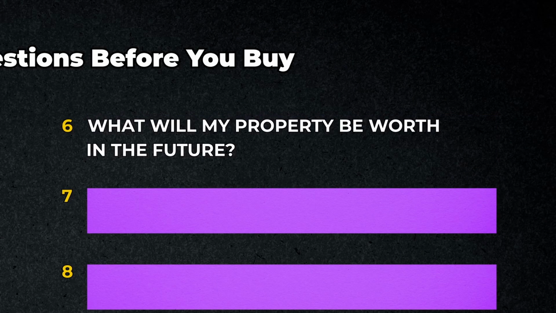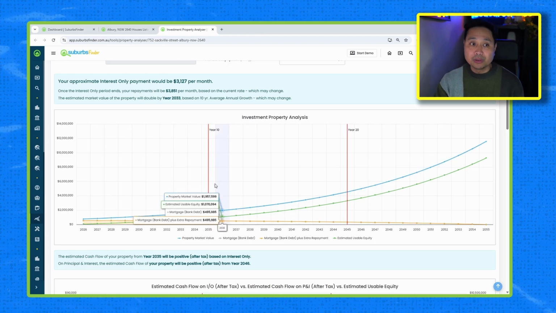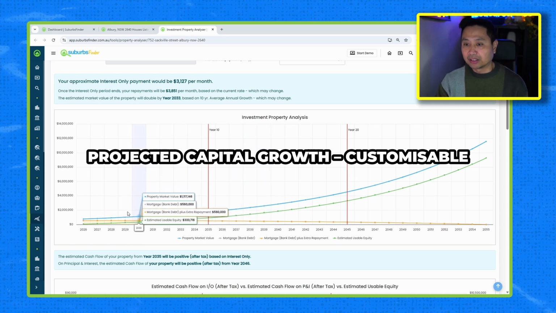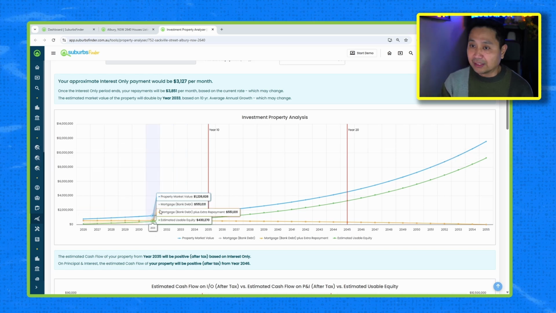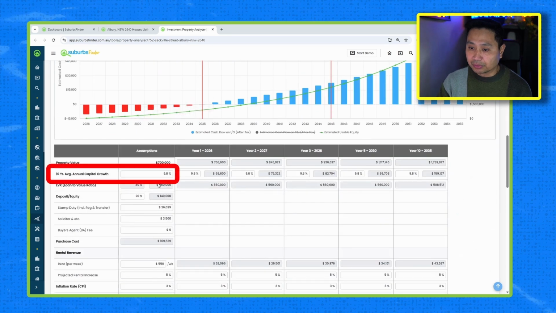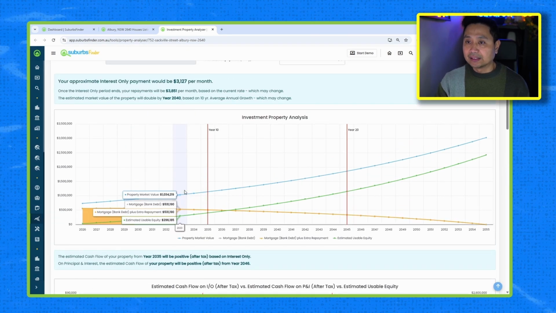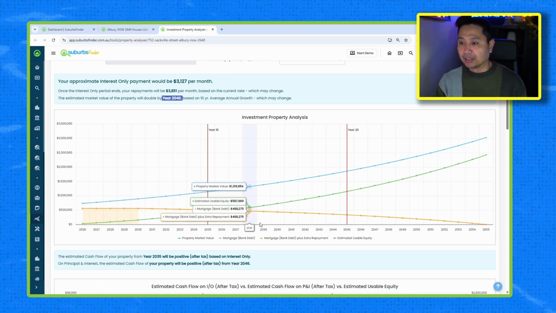What will my property be worth in the future? The tool applies a 10-year historical compounded annual growth rate, which is fully customizable, to project the property's market value each year and show when it may double in value. So for this example, the annual growth rate we have is 9.8%. That is pretty high, so we can make it 5% to be more conservative. And as you can see here, it's telling us that the property will double in value in 2040.